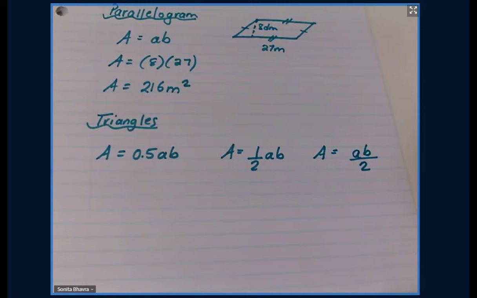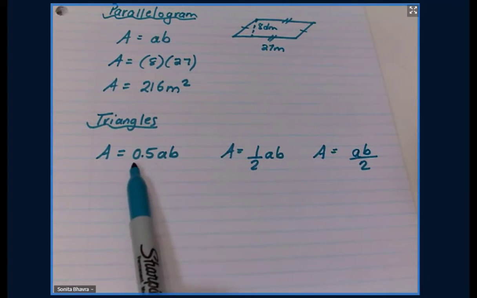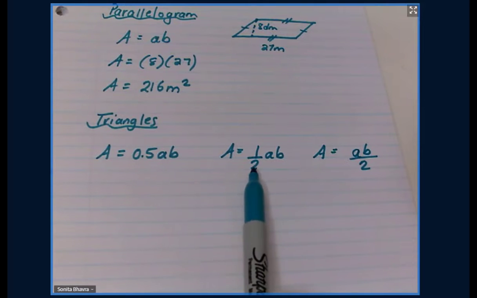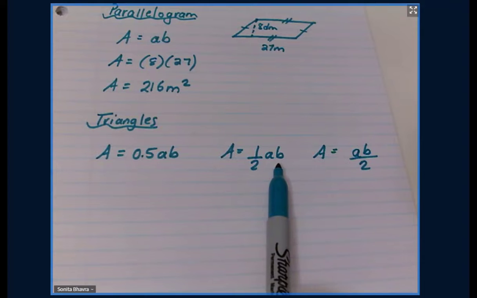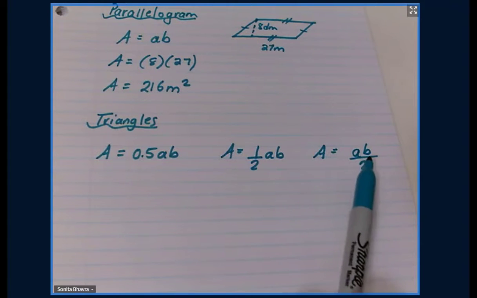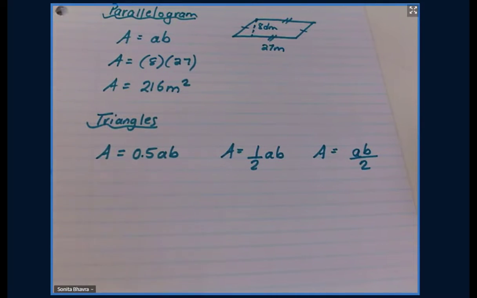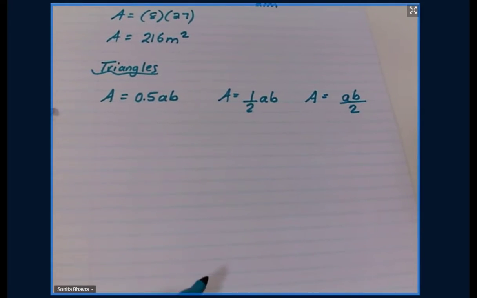They all mean the same thing. They're all the same formula. 0.5 times AB is the same thing here. Half is 0.5 multiplied by AB, or you can take the AB, multiply it, and then divide it by 2. Same formulas. You can use whichever one you choose. So let's take a look at our first example for triangles.